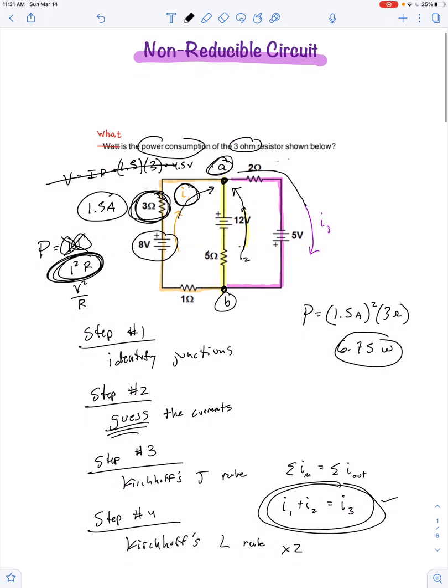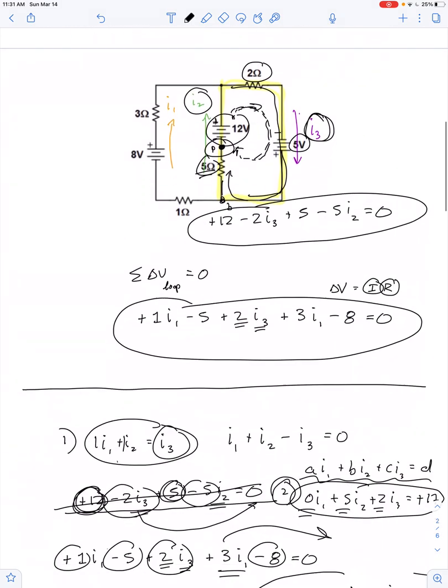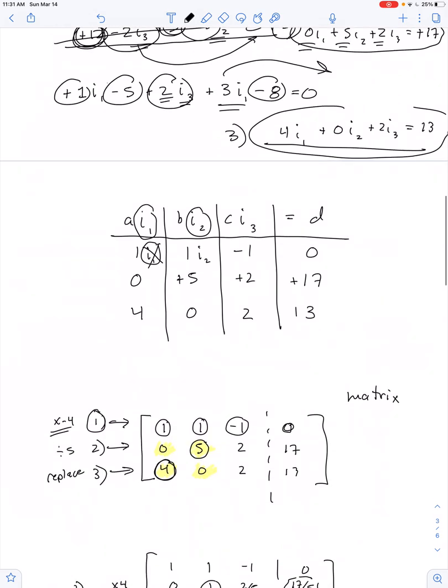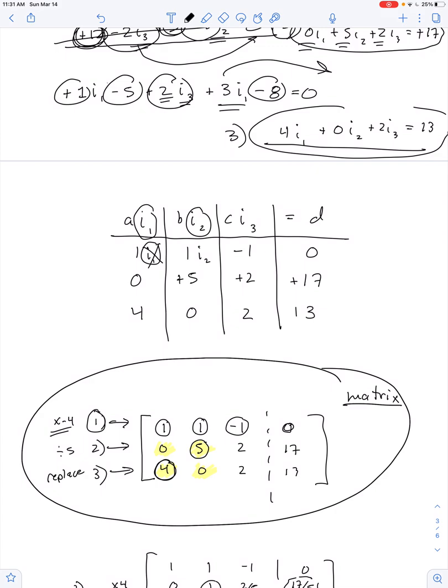An example of a non-reducible circuit where the only way to solve for the values is by applying Kirchhoff's loop rule and junction rule, and in the end, making the math easy by putting our 3 equations for 3 unknowns into matrix form and doing simple row reduction.